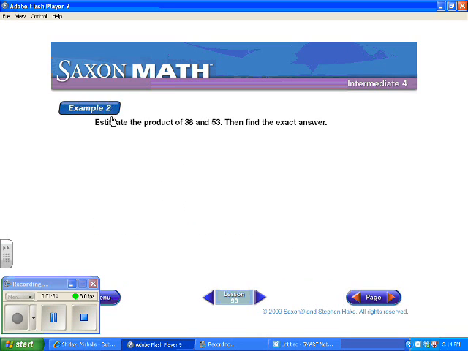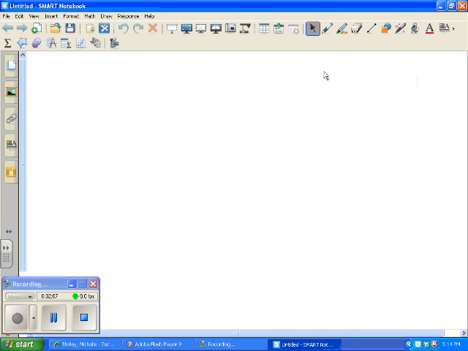Okay, let's look at example 2. Let's estimate the product of 38 and 53 and then find the exact answer. So let's go ahead and do the estimation mentally, okay? Let's round off 38 to 40, and let's round off 53 to 50. So now we're looking at 40 times 50. Okay, so let's look at the 4 times 5 part. That's 20. Then tack on 2 more zeros. So our estimate is 2,000. So now let's find the exact answer. 38 times 53.